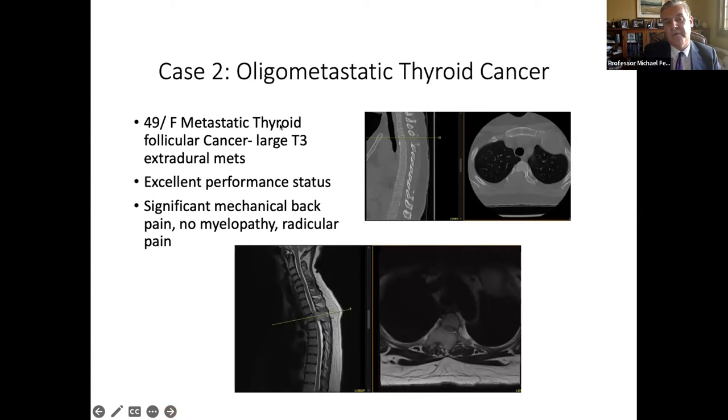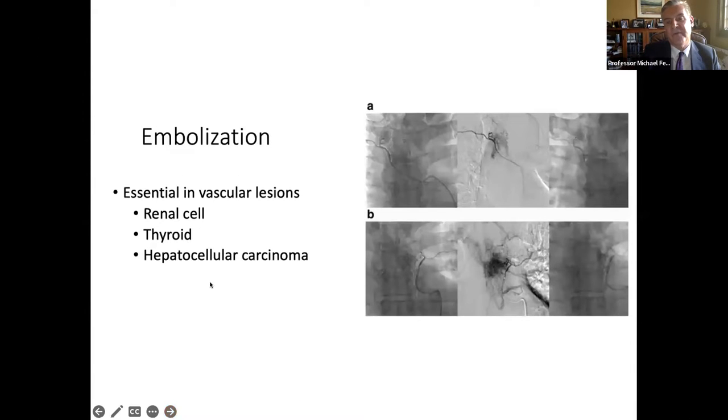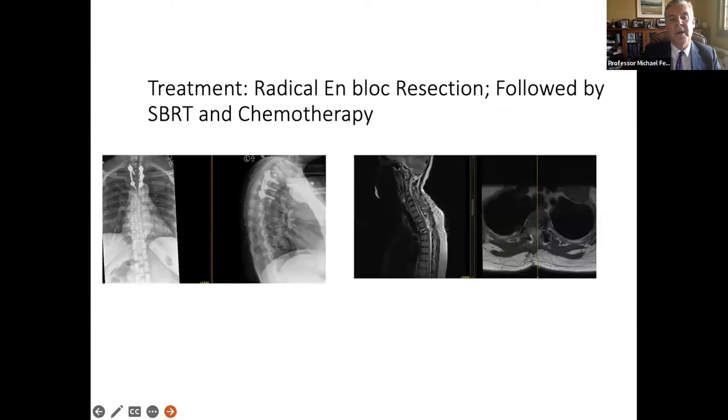She has a thyroid follicular carcinoma, large T3 extradural metastasis, very favorable anatomy for an en bloc resection. And this is in fact what was done. But the important caveat here is the use of adjuvant embolization. This is a critical treatment in vascular lesions, including renal cell, thyroid, and hepatocellular carcinoma. This is exactly what we did with this patient.